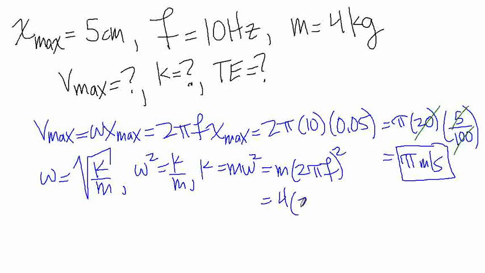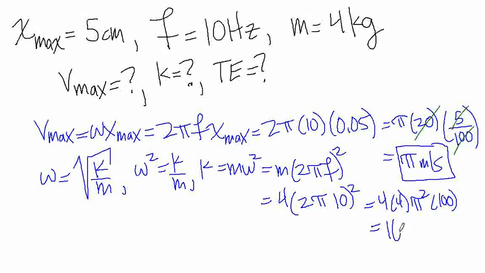So 4 times 2 pi times 10 squared. And let's see what that gives. So 4 times pi squared times 100. So that gives 1600 pi squared newtons per meter. All right, now what do we have left?